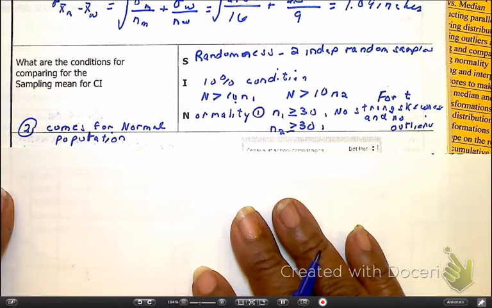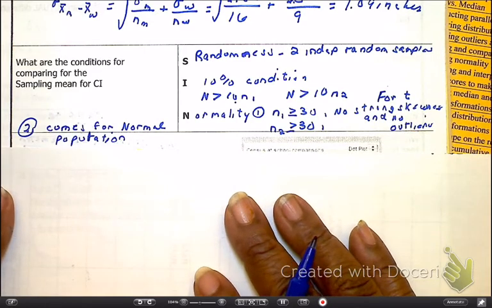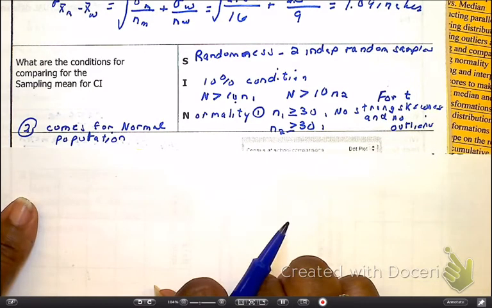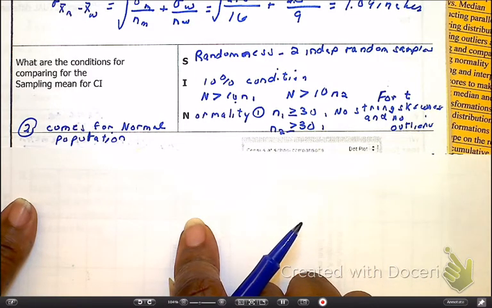Now, please remember, your thoughts should be, well, Ms. Yarbrough, how do I know whether I'm going to use a T or a Z? If they give you sigma for the population, which is rare, then we're going to use Z. But even if they tell us it comes from a normal population, but they do not give me sigma, I cannot use Z, I must use T.